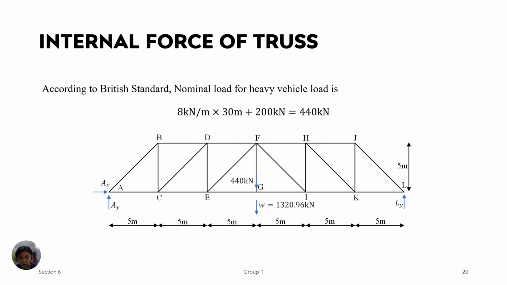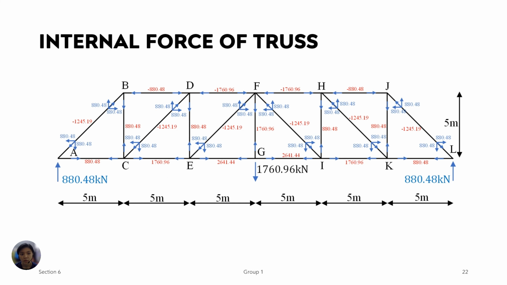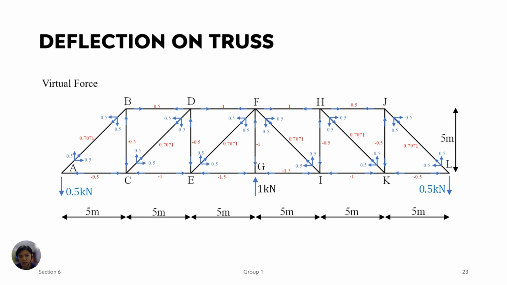According to British standard, the loading of the bridge for heavy vertical loading is 8 kN per meter plus 200 kN. Therefore, the loading used in the calculation for this bridge is 440 kN. The reaction is calculated by using the equilibrium equation. Then, by using the alternative method, the internal force of the truss is calculated. Next, to calculate the deflection of the truss, the virtual force is determined.